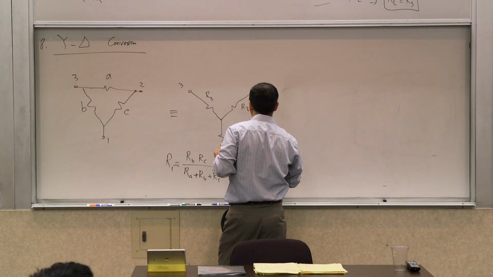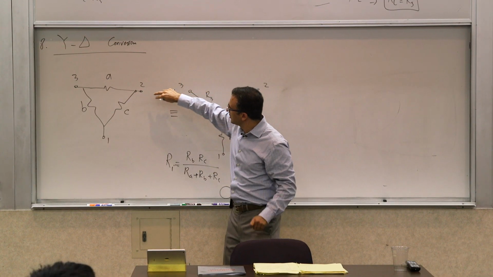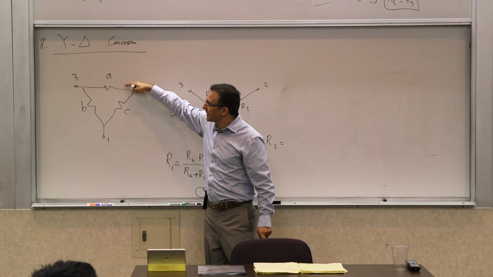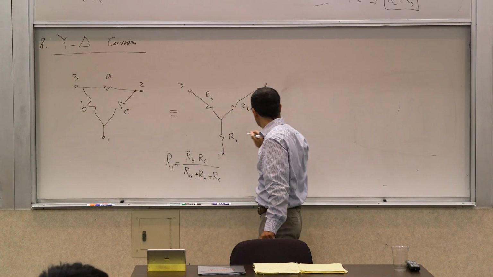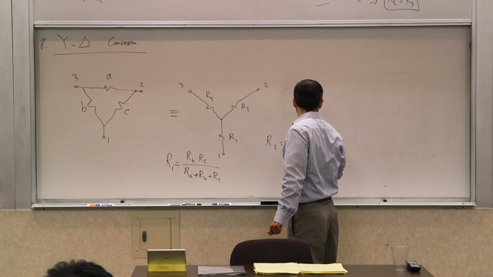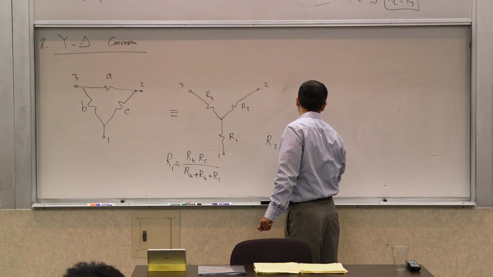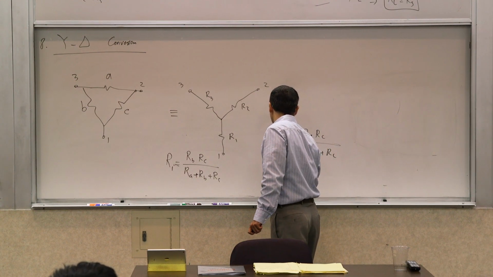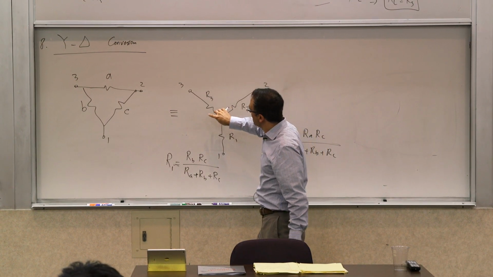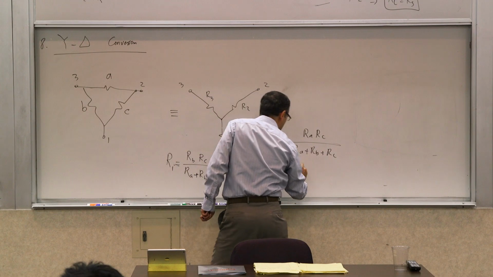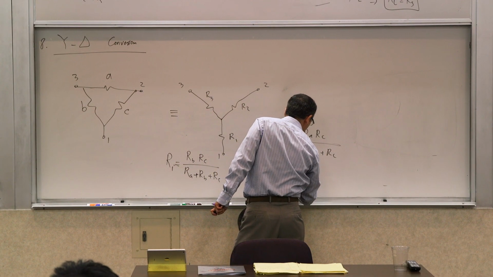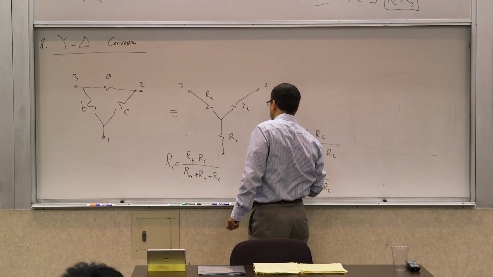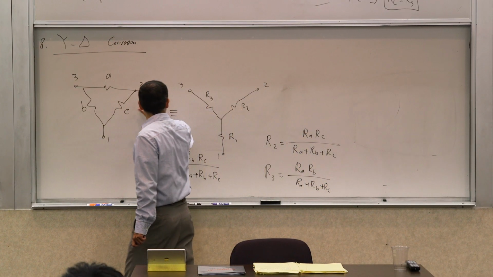If I ask you what's R2 connected to this node, it's going to be the product of what? The 2 that are connected to that node, A and C: RA RC, divided by the same sum, RA plus RB plus RC. And similarly, R3 is going to be RA RB, divided by RA plus RB plus RC. So it allows you to go from this to that.